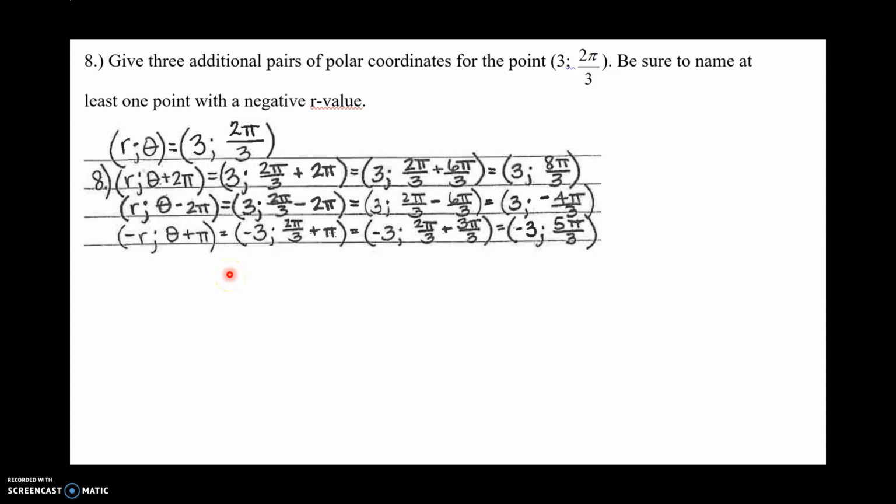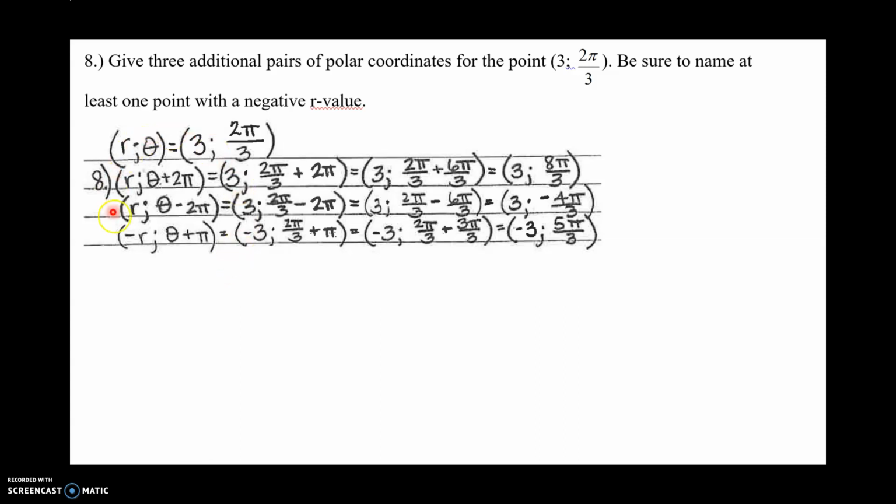All right, let's look at number 8. They ask us to give 3 additional pairs of polar points for the point (3, 2π/3). This is another one of those things that if they had asked me to graph this, I might want to find multiple points first, and then I can just see which is the easiest one to graph, like we were doing on number 7.